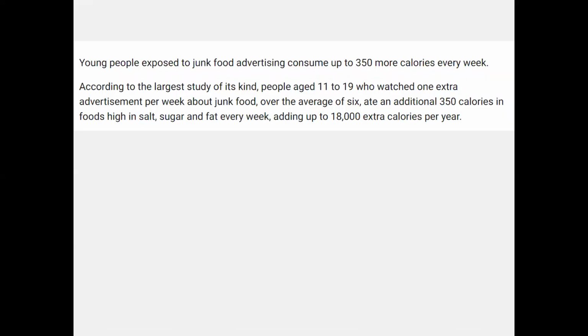So here was the first little segment of the article. Okay, young people exposed to junk food advertising consume up to 350 more calories every week. According to this study, these teenagers, if they watch one extra advertisement per week about junk food, would eat an additional 350 calories in unhealthy foods every week. Wow, that seems bad, right? One advertisement per week leads to 18,000 calories in the whole year. That seems like a problem, right?